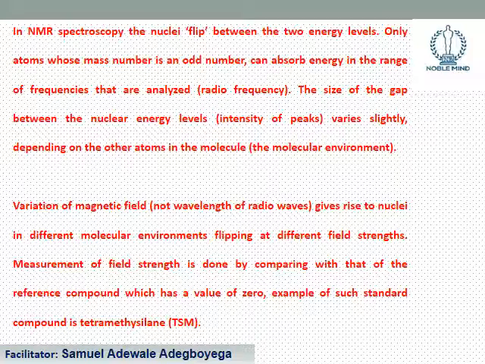In NMR spectroscopy, the nuclei flip between two energy levels as displayed by the previous figure, and only atoms whose mass is an odd number can absorb energy in the range of frequency that are analyzed. We are talking about radio frequency. So the size of the gap between the nuclear energy levels, which we may refer to as intensity of the peaks, would vary, and that will strongly depend on the neighboring atoms in the molecule, called molecular environment.